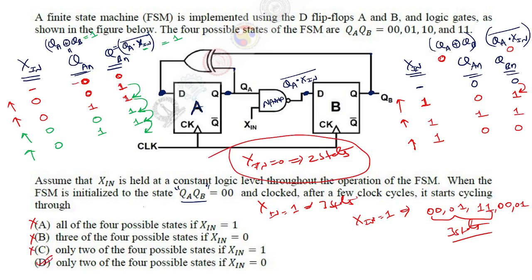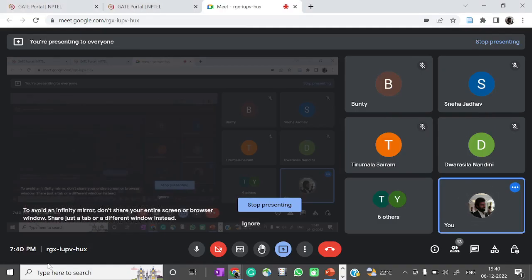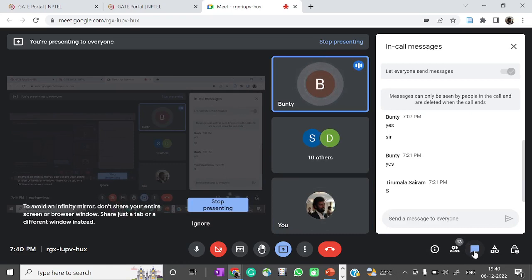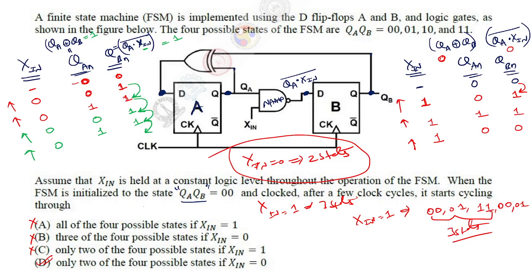Hey, are you guys clear with this? Say yes or no through your chat box, please. Bunty, what happened? What is the issue? Come on, tell me. No, no. What is your question?